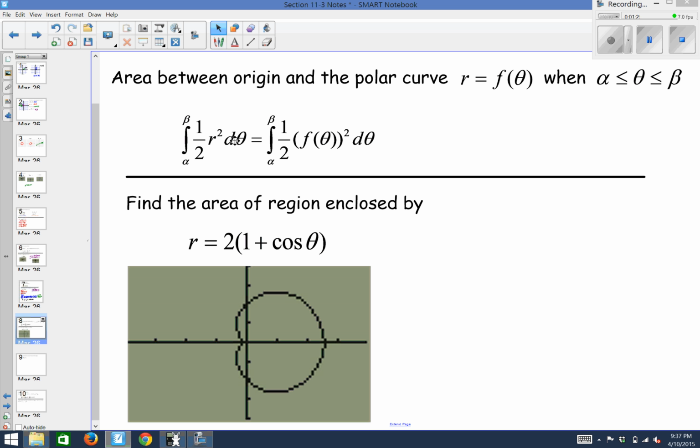It's the fraction of the circle. And it's an infinitesimally small change in the angle. So we add all this up, it gives us the whole area. And r is not going to be constant because we're not really dealing with circles here.